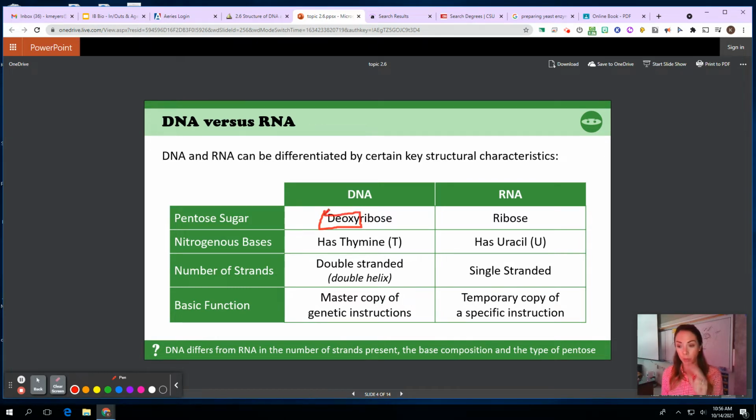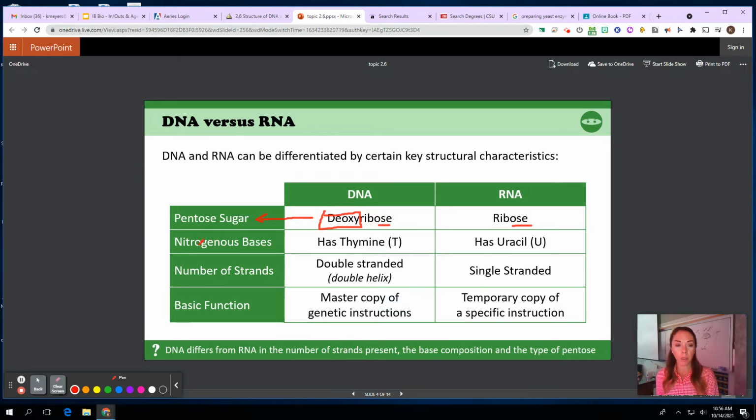It's not di meaning 2, it's de meaning without. It doesn't have that extra oxygen group. Ribose does have an oxygen group. So I've got deoxyribose, that is my type of sugar, right? So anytime we see that ose, glucose, right? Fructose, we're going to think sugars, carbohydrates, all right?